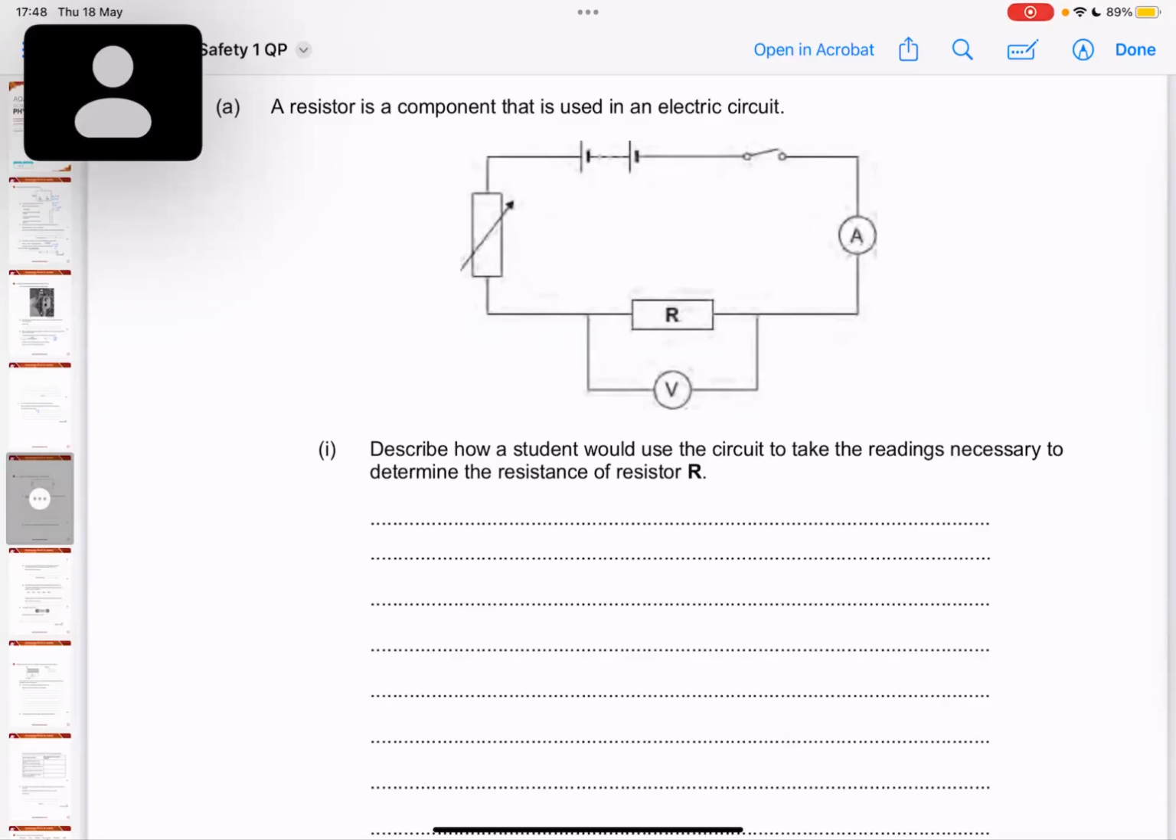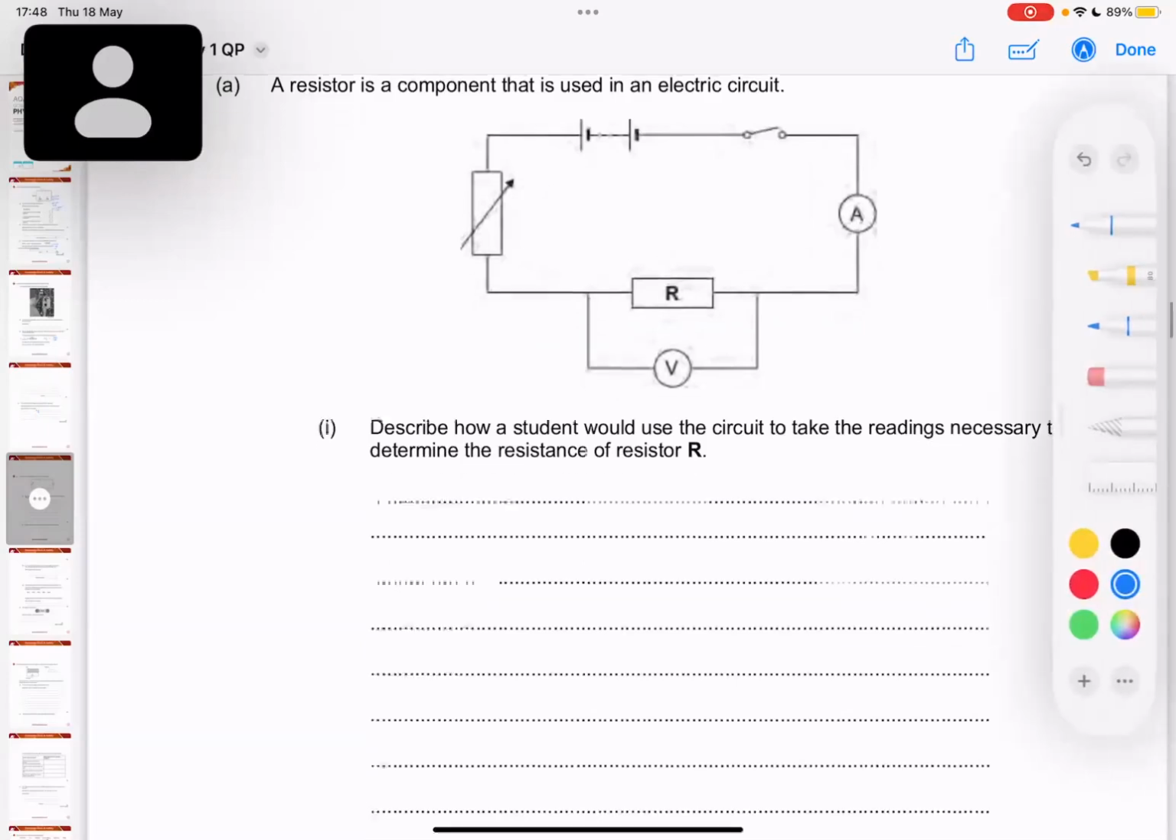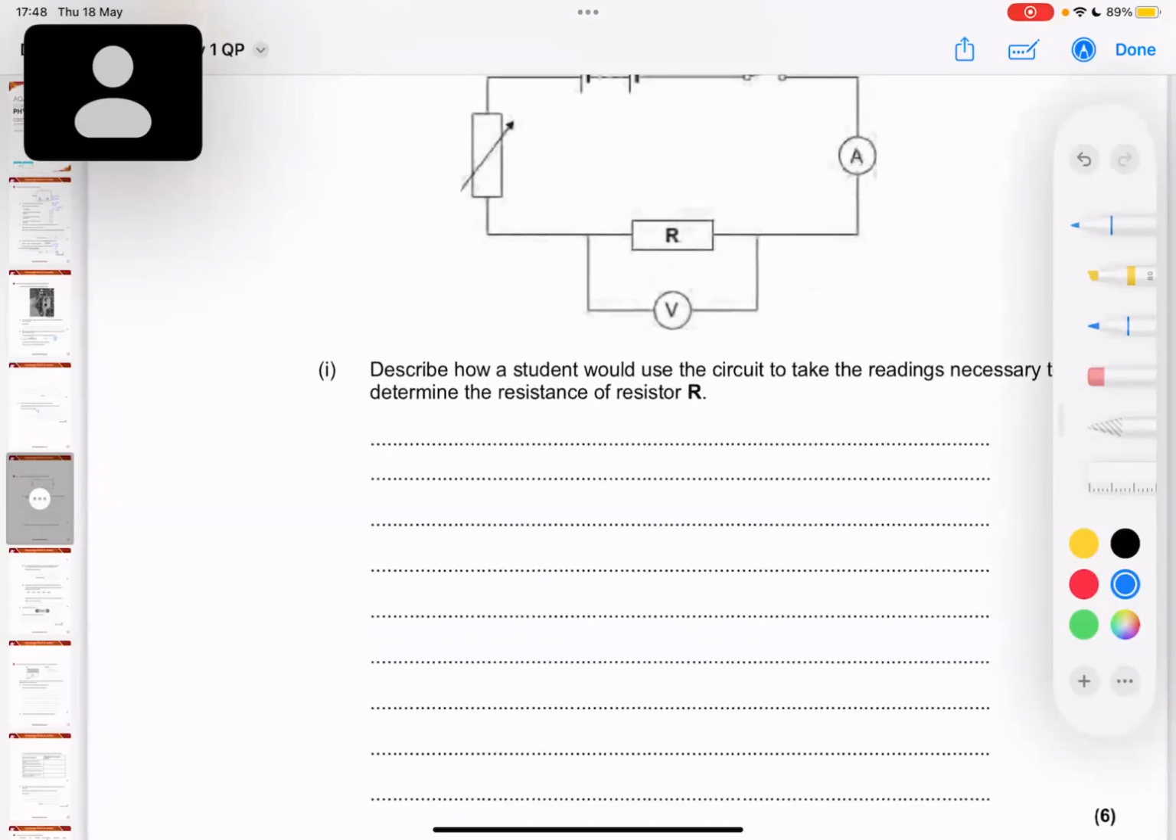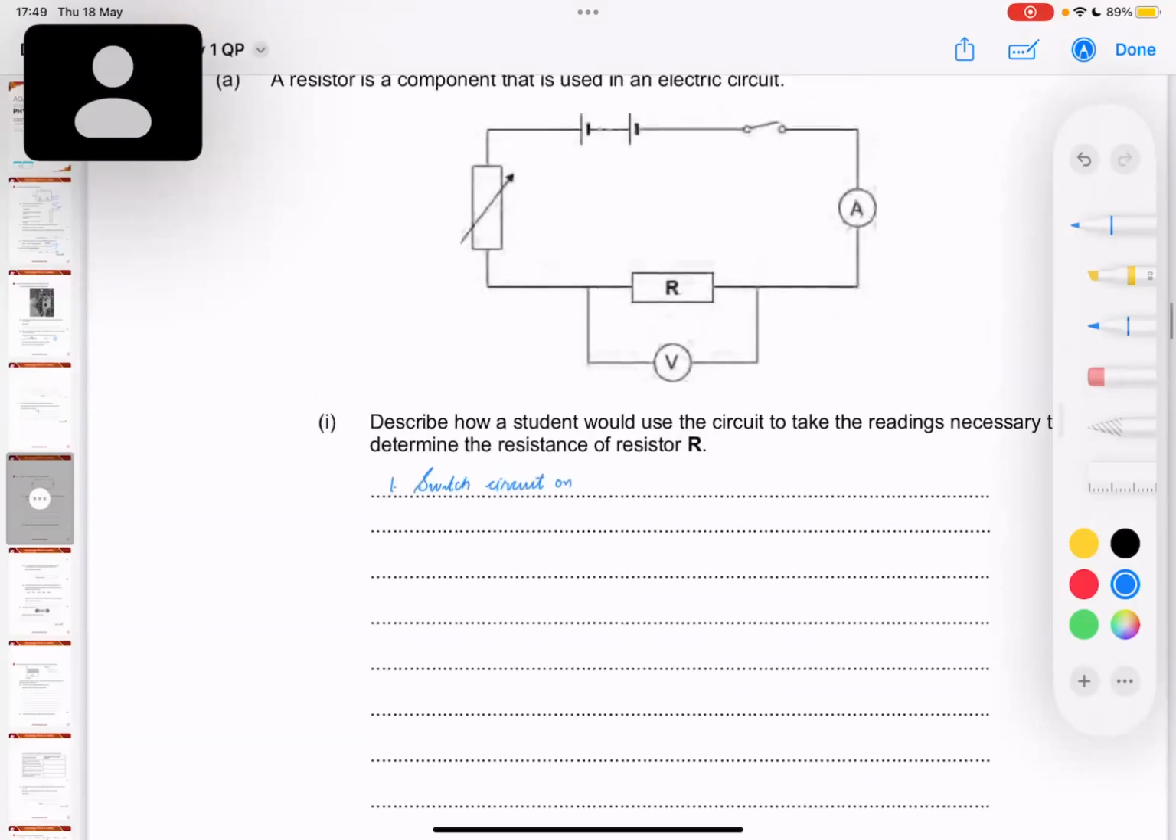Yeah, correct. Okay, so it says a resistor is a component that is used in an electrical circuit. How can a student then use the circuit to take the readings necessary to determine the resistance of the resistor R? So the best thing you can do in these types of questions where there's loads of marks is just do step by step. Okay, so they're saying the first thing you want to do is switch the circuit on. Yeah, so it's open here, so you're going to close it first.